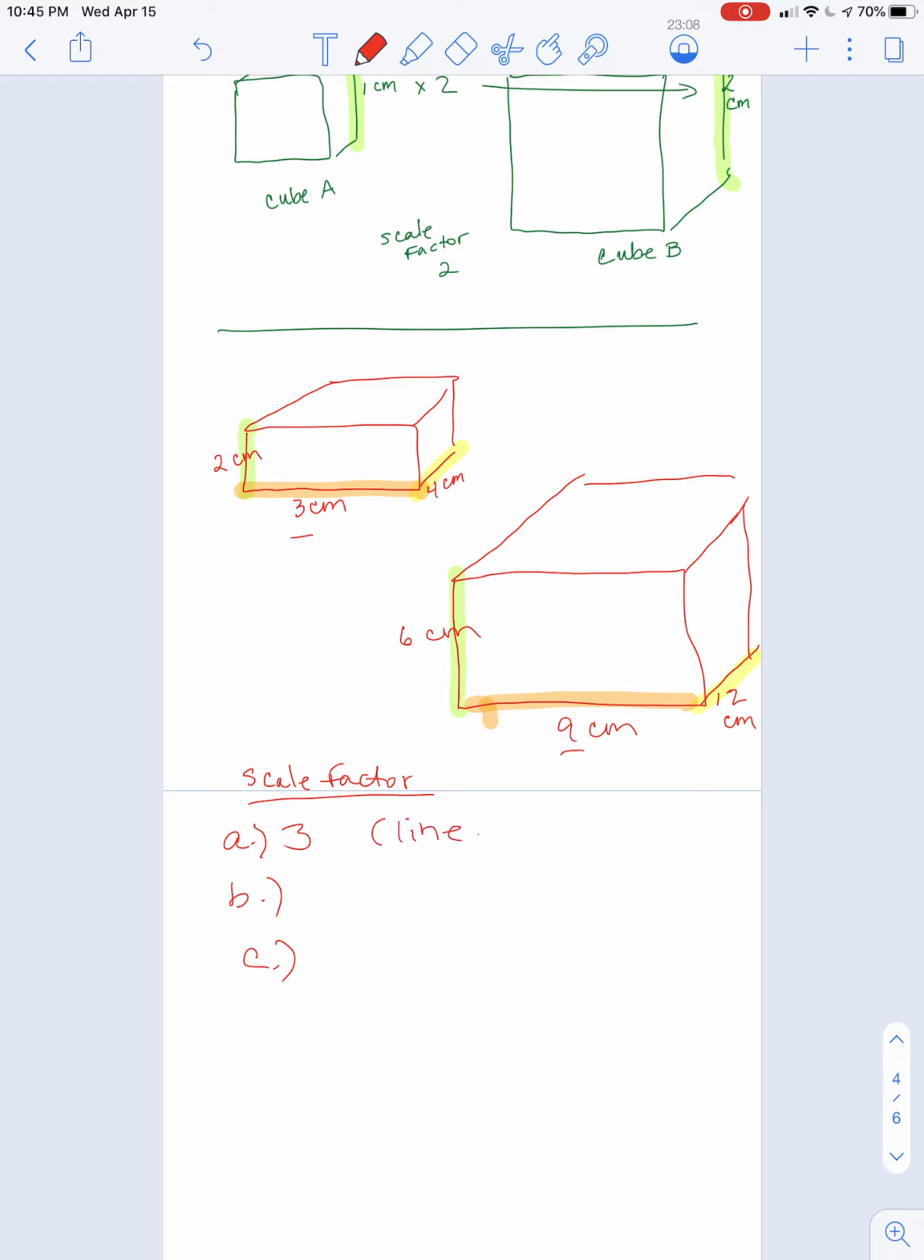That's a linear measurement because we're talking only about the sides. So my rectangular prism on the right, for the length of my sides, is 3 times larger on my larger rectangular prism. But the second thing I want to do is figure out how much larger the area is on one face.